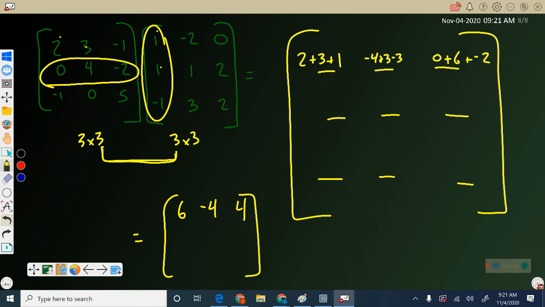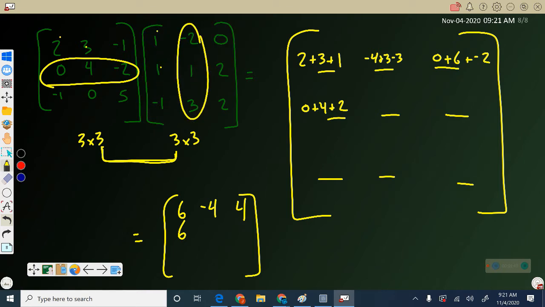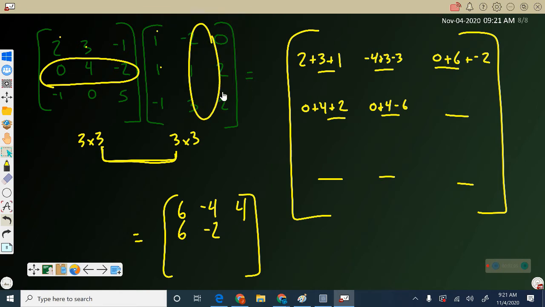So this one's nice. 0 times 1 is 0, plus 4 times 1 is 4, plus -2 times -1 is 2, so that value also becomes 6. Work my way over. Now I'm going to do the middle, so second row and second column. 0 times -2 is 0, 4 times 1 is 4, and -2 times 3 is -6, so this value in the middle is -2. And then now I'm going to move this over even further.